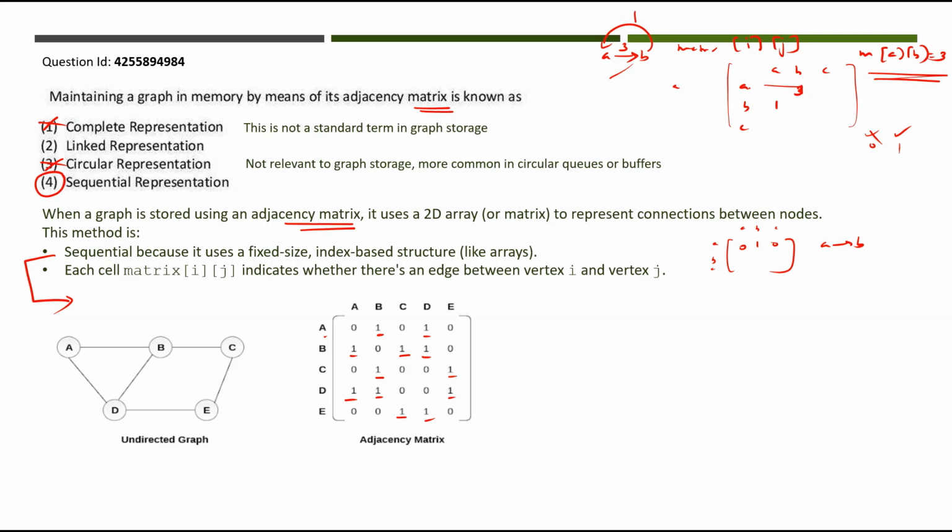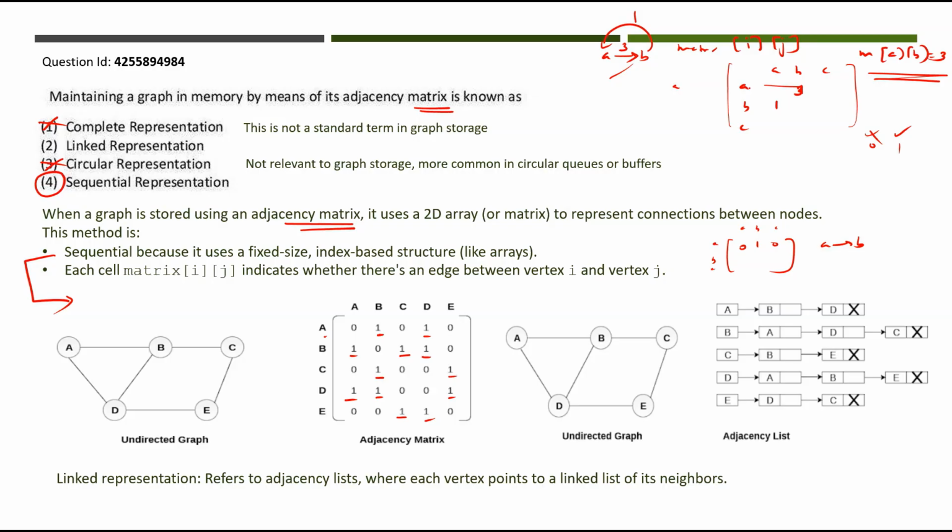Now we will see linked representation for learning purposes. This refers to the adjacency list, where each vertex points to a linked list of its neighbors. Say for example, from A we have an edge to B and D. So from A we will have a linked list to B that is pointing to D, and then a null pointer stating that A has only 2 edges. B has edges to A, D, C. C has edges to B and E. D has edges to A, B and E. E has edges to C and D.